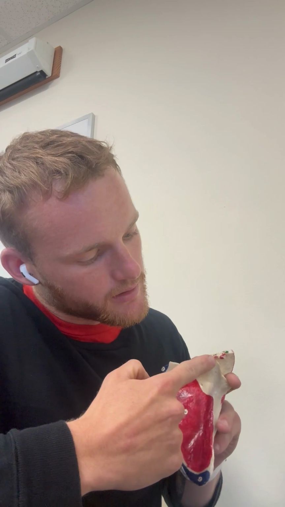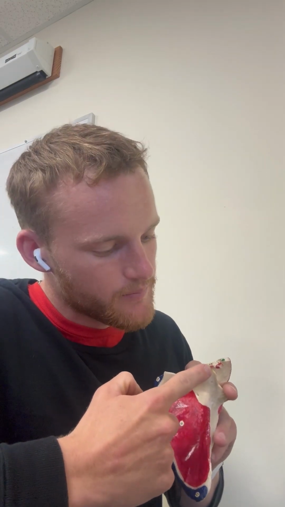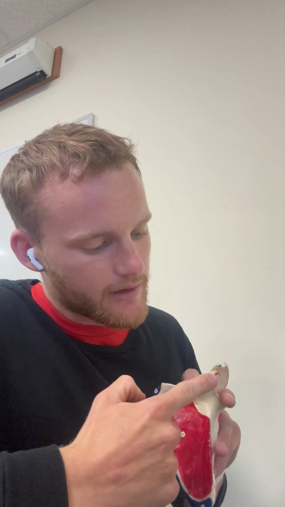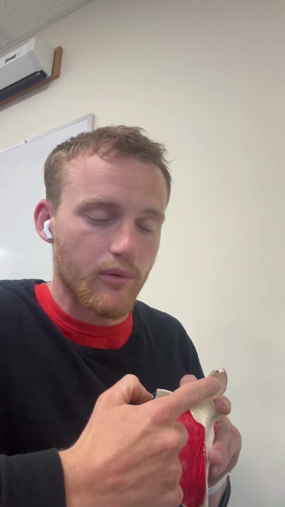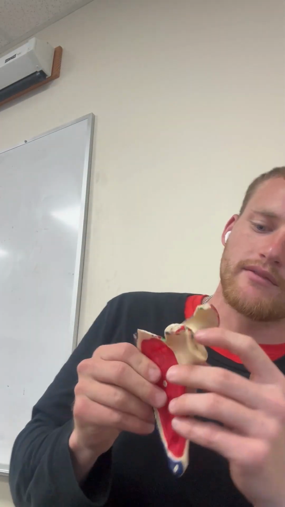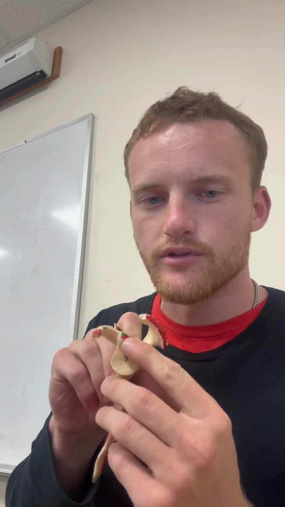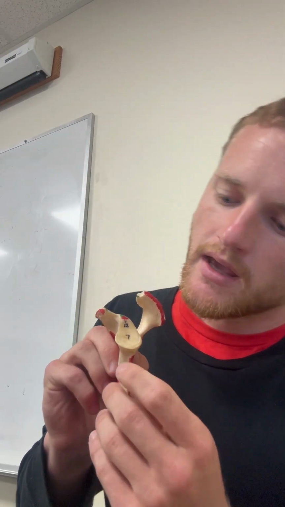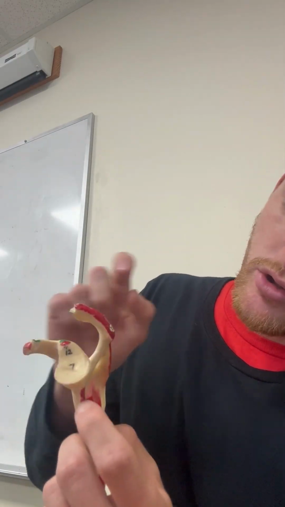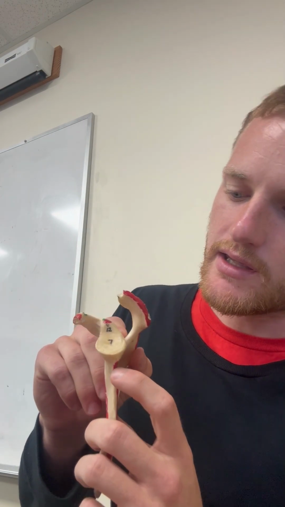And then right next to that, we have the origin for the short head of the triceps brachii. And then finally, at the most lateral point of the coracoid process, we have the origin point for the coracobrachialis. Sorry about that. And then we have the glenoid cavity here. Superior to the glenoid cavity, we have the supraglenoid tubercle, which is the origin point for the long head of the biceps brachii. And then we have the infraglenoid tubercle. That is the origin point for the long head of the triceps brachii.